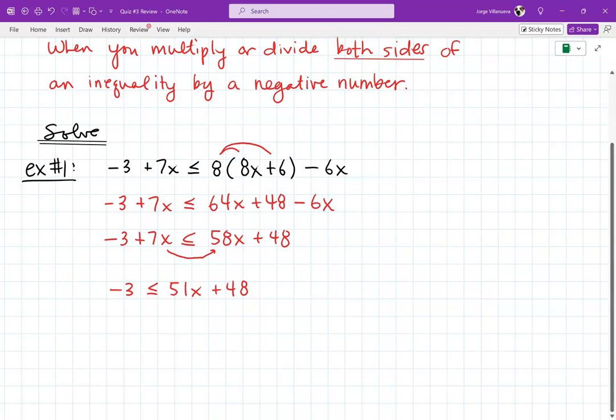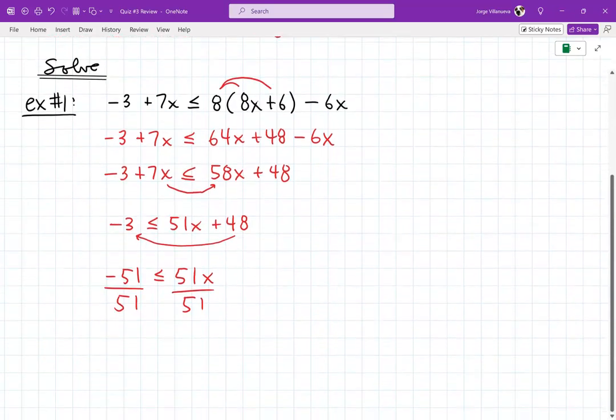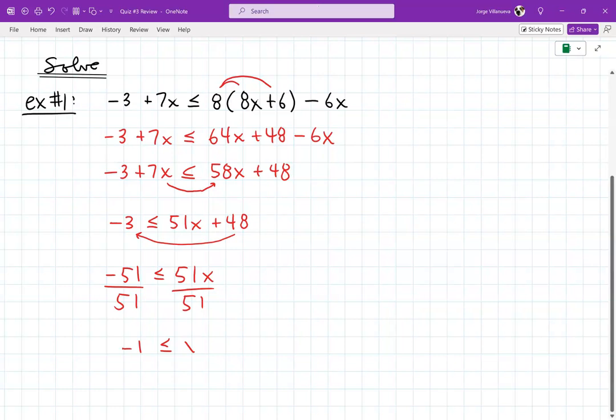Now let's move that 48 over to the left-hand side. All right, so sorry about that. I mentioned to move the 48 over, that becomes negative 51 less than or equal to 51x. So all I got to do now is divide both sides by 51. Do I have to flip the symbol if I divide both sides by a positive number? No, right? So this is just going to become negative 1 less than or equal to x.